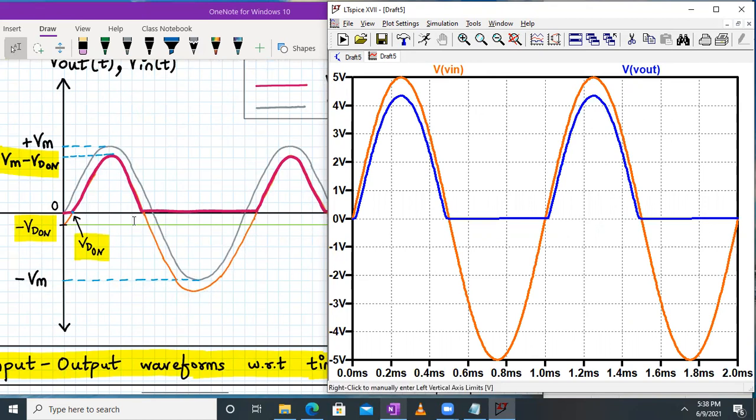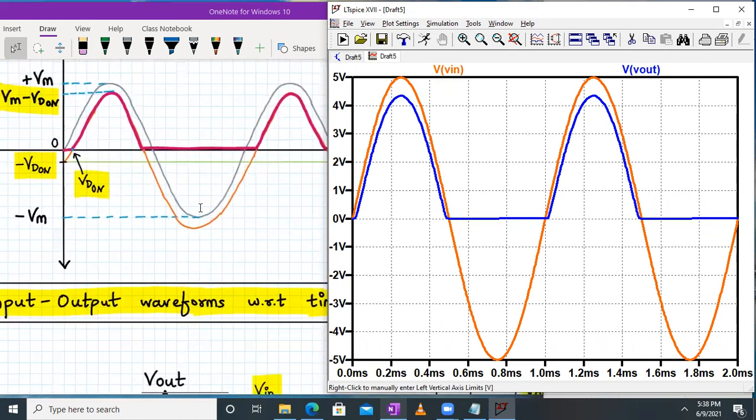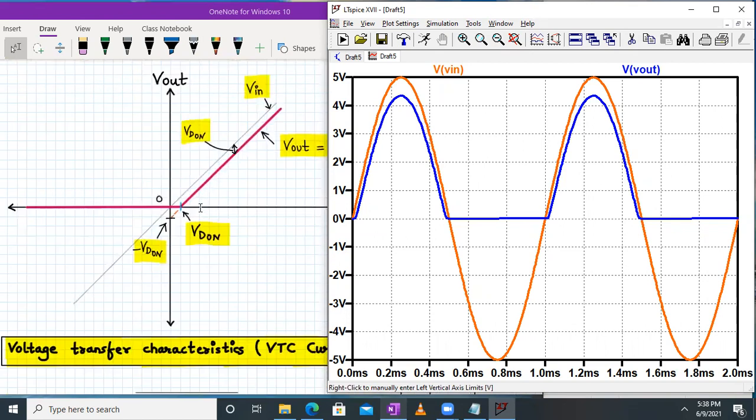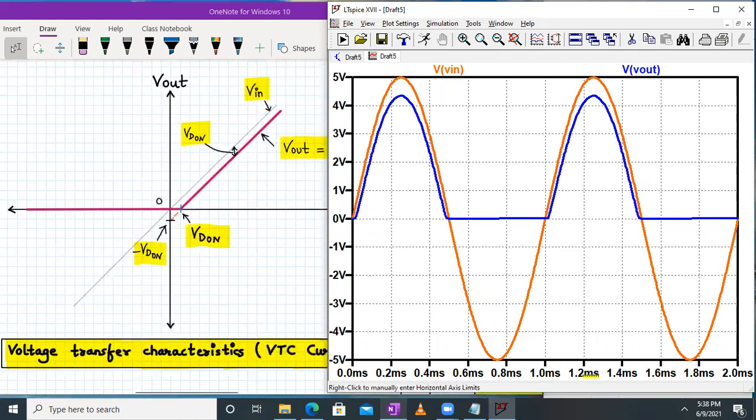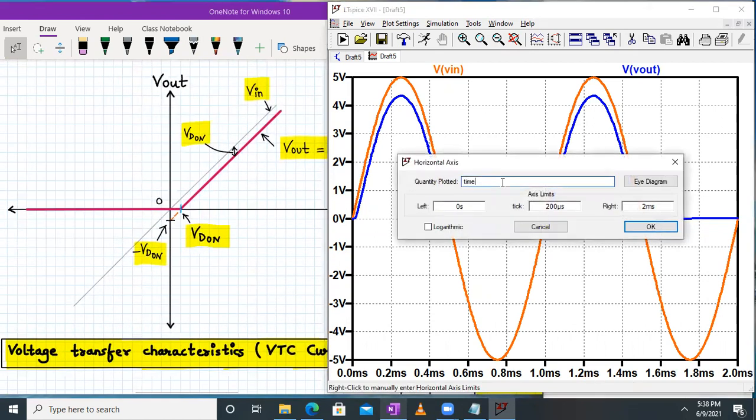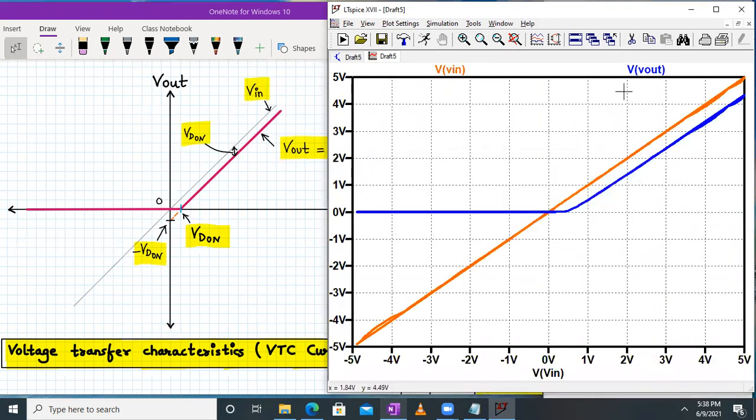Okay, neither the clipping level nor the orange color waveform is shown in the output waveform. Here only the output and the input waveform is shown. That's it. So this is how the input output waveforms of a negative series clipper look like. Now let's check the VTC curve. So I'll right click on the time axis, change this to V in, and here it is.